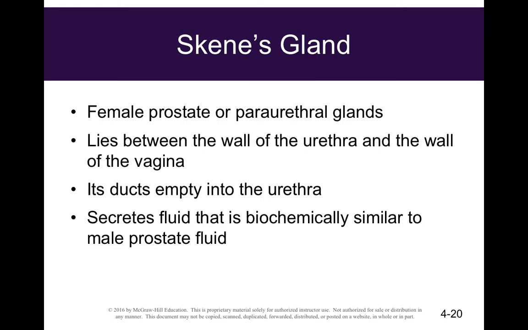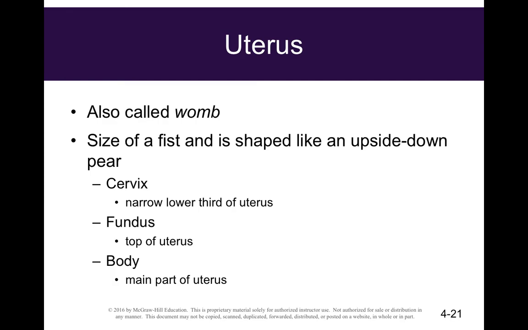The Skene's glands are the female prostate or paraurethral glands. They lie between the wall of the urethra and the wall of the vagina. The Skene's glands' ducts empty into the urethra, and they secrete a fluid that's biochemically similar to the male prostate fluid. Skene's glands are the female prostate.